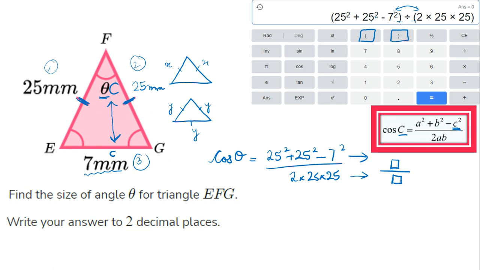You have to do the 25 squared and all that first. So it's important that you put these brackets so the calculator knows it has to solve this first, because before division, the order of operations says that you have to solve the brackets. The calculator is going to solve this bracket first, and then it's going to divide. Anyways, too much detail, but okay.